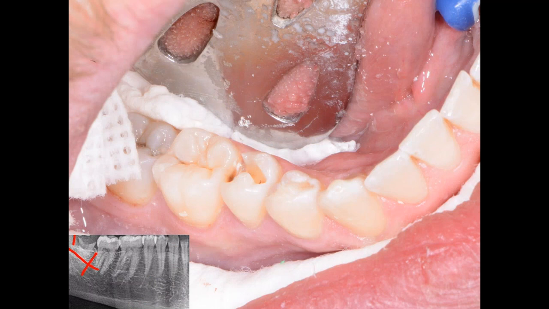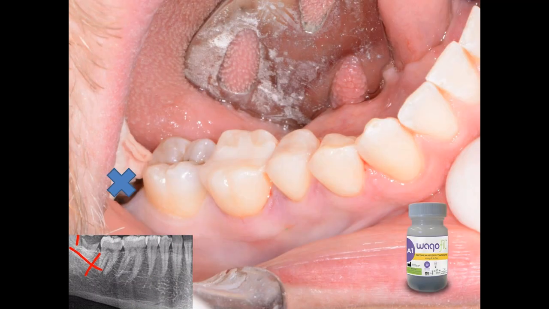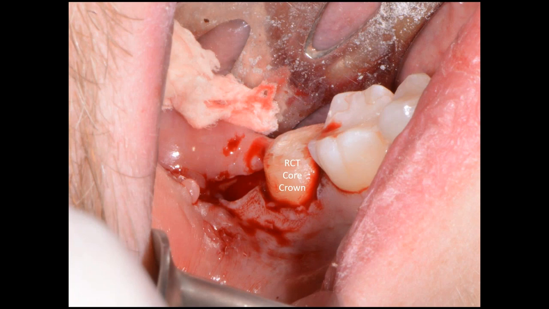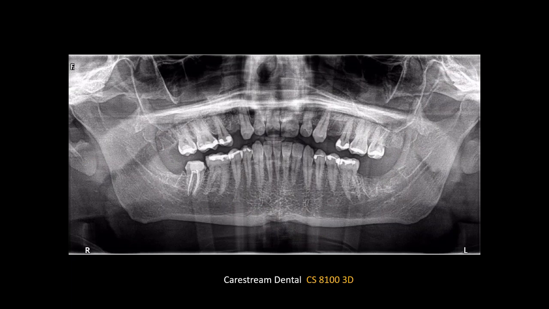We're going to take care of our restorative and operative procedures using the WAGO fill and the WAGO tricks. And then here you can see we just pop the tooth number 32 from its socket. And then we also accomplished a root canal and core crown prep. Now, I'm not going to take the impression that day. I'll just place a temporary on that and allow the gum tissue to heal for a few weeks, and then at that point take the impression for the crown restoration.